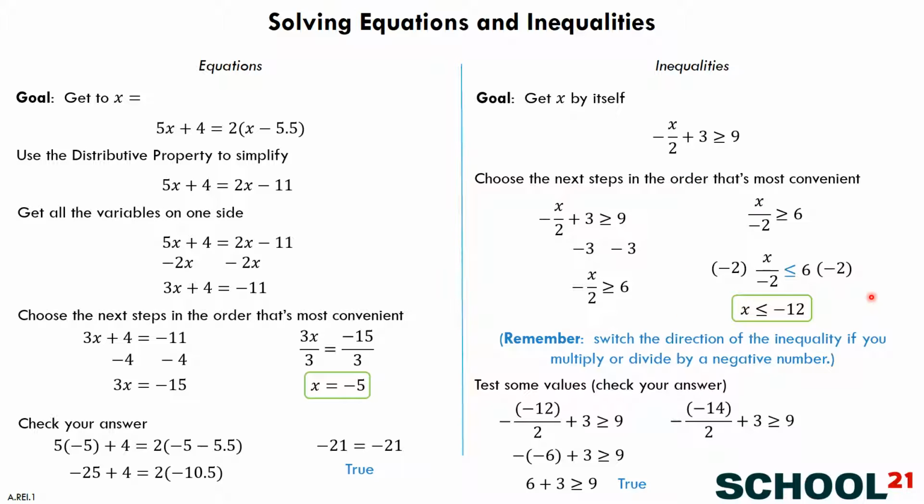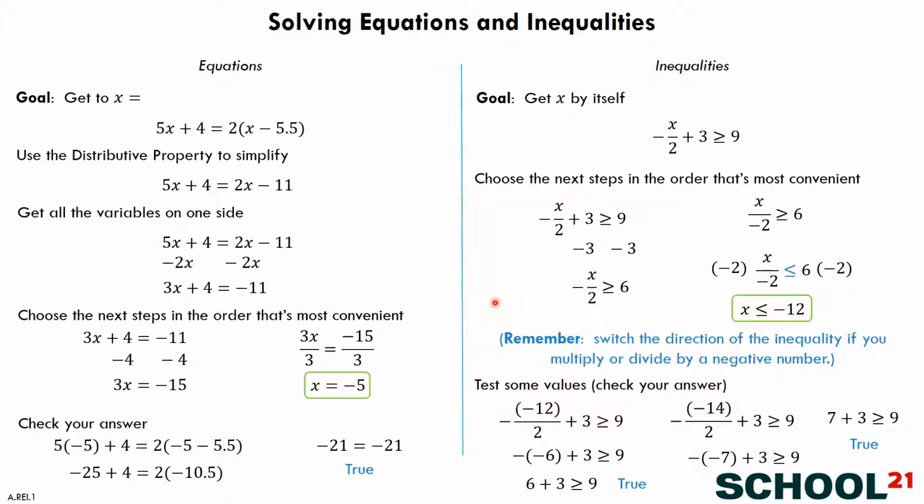So let's go ahead and try negative 14. That's an excellent choice. Negative 14 divided by 2 is what? 7. And is it positive or negative? Negative 7. So we have a negative of negative 7 plus 3 is greater than or equal to 9. So what's a negative negative 7? Positive 7. So now we have 7 plus 3 is greater than or equal to 9. Is that true? Yep, because 7 plus 3 is 10, and that's greater than 9. So you get that true too.